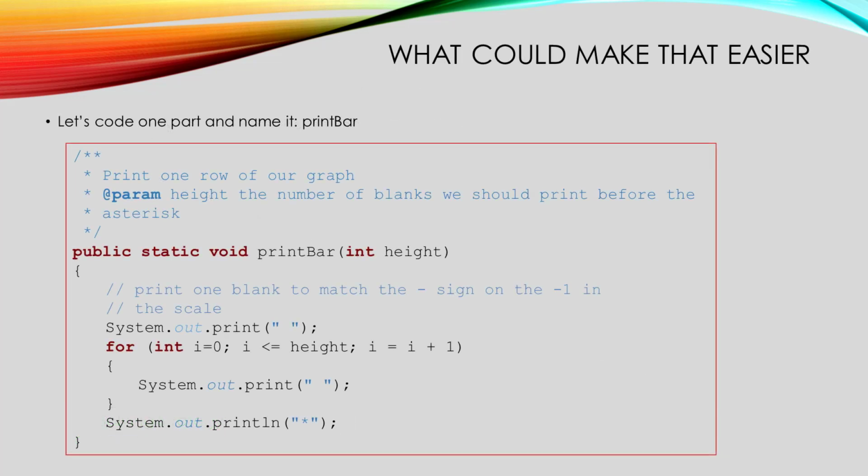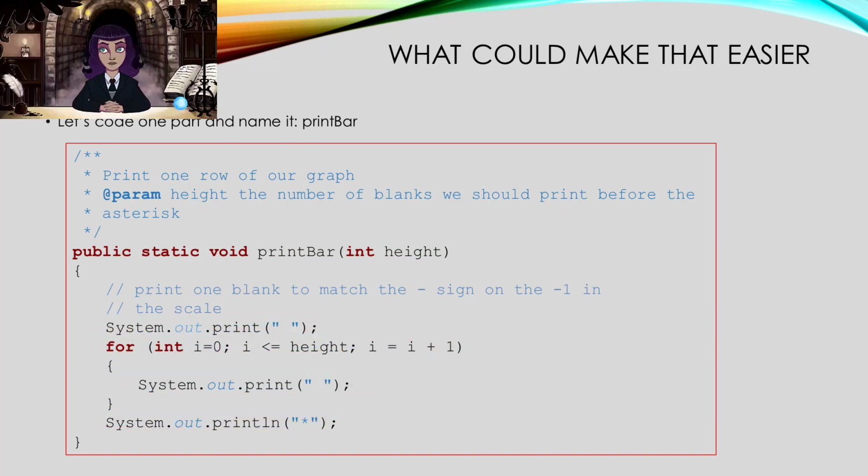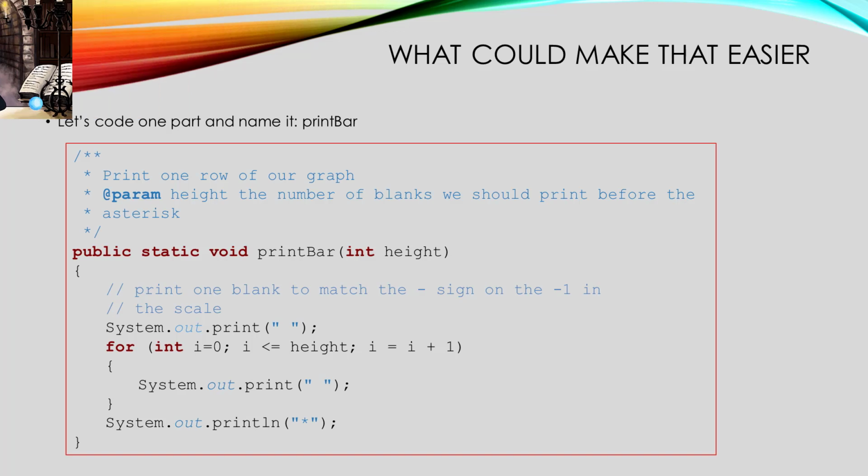Let's make things even easier by making a method that can print one line of the graph. Since each line of the graph is just a bunch of spaces followed by an asterisk, let's make a method that takes the number of spaces to print as a parameter, and then prints that many spaces, plus 1 for the negative sign in the header, and an asterisk. This is another example of thinking of only part of the problem at a time. We figured out how to draw one row of the output, even before we tried to draw our simpler graph.